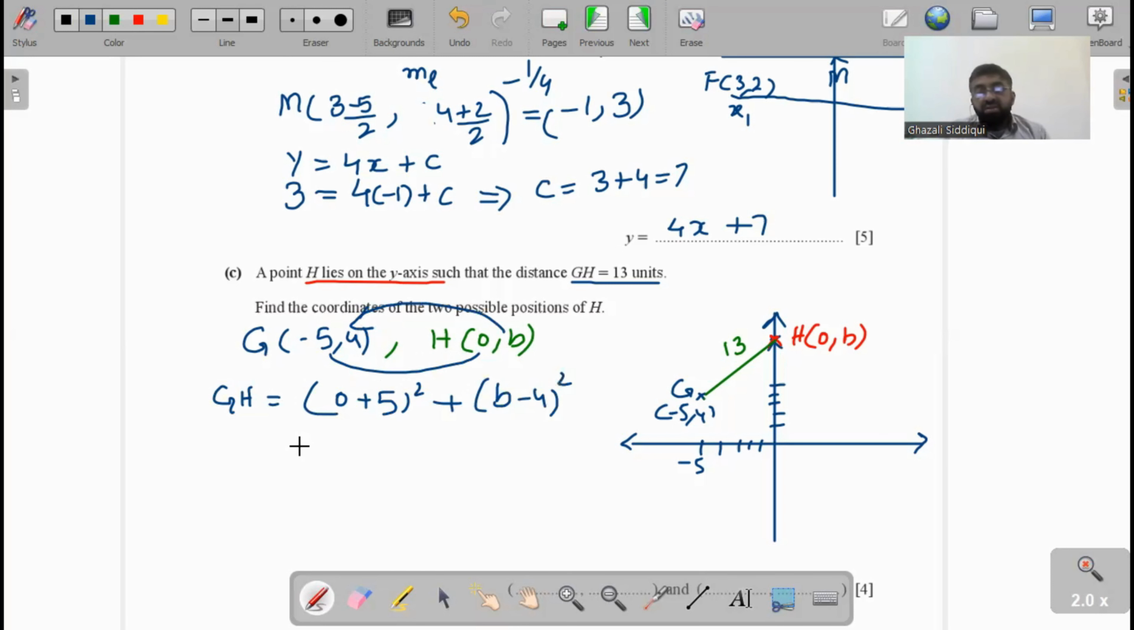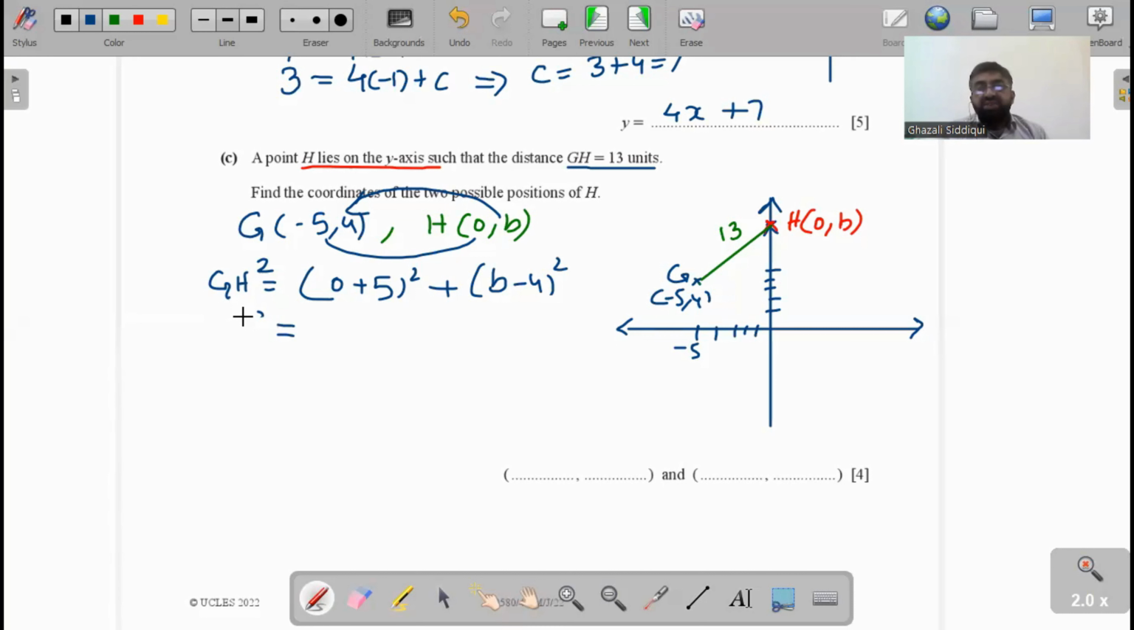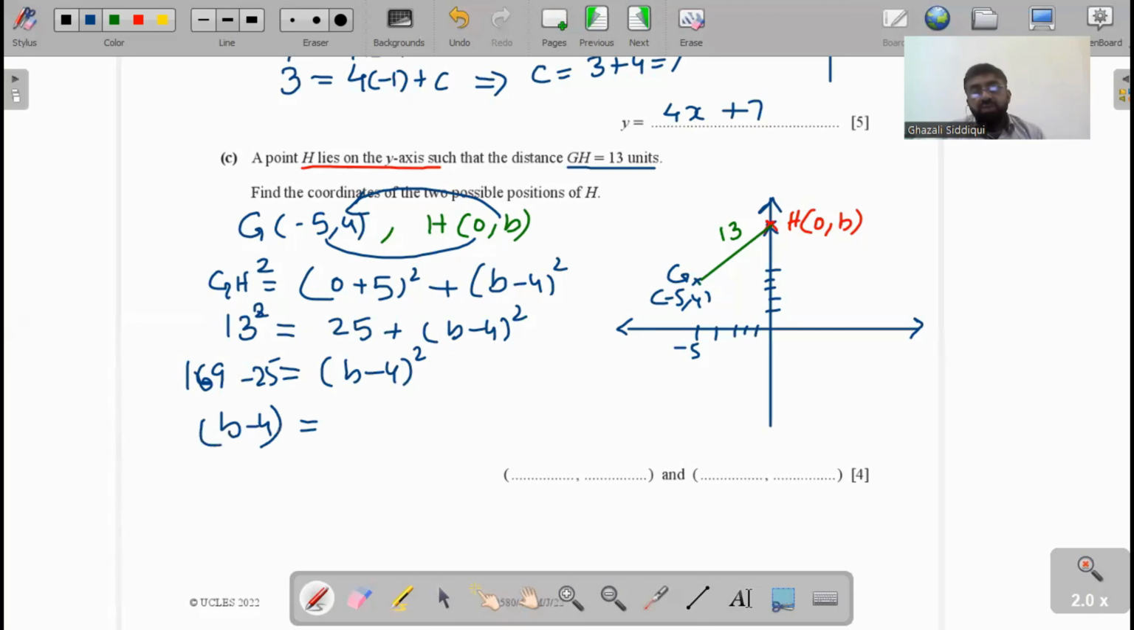Now GH is given as 13. We write GH squared, therefore 13 squared equals 5 squared, which is 25, plus (b minus 4) whole squared, written as it is. Now 13 squared is 169, minus 25, equals (b minus 4) whole squared. That is equal to 144, so (b minus 4) whole squared will be equal to 144.